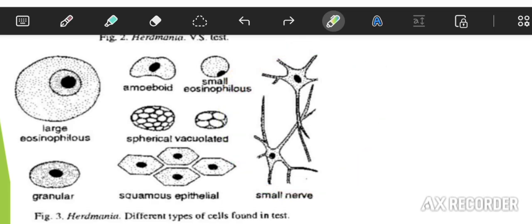Okay, these are spherical, vacuolated cells and spherical cells. These are granular cells. Minute granules are present in this, and this one is the nucleus. Okay, squamous epithelial cells are present. Squamous epithelium, like this.